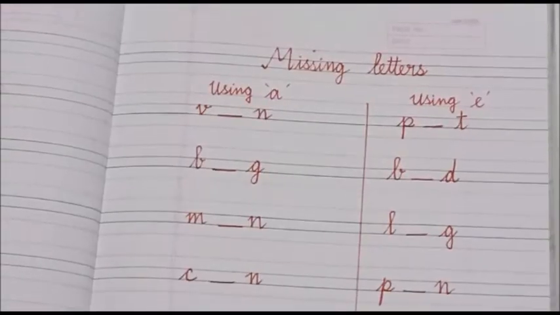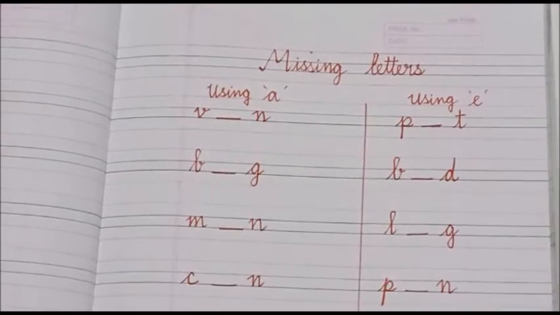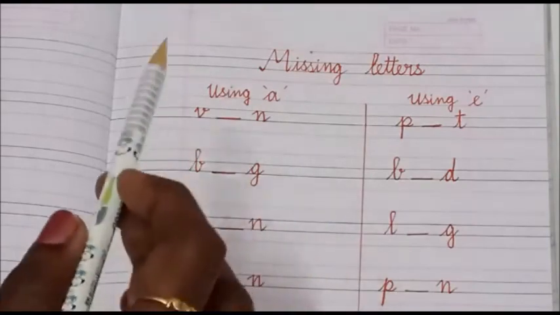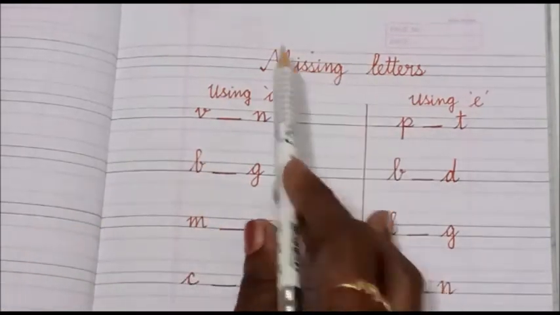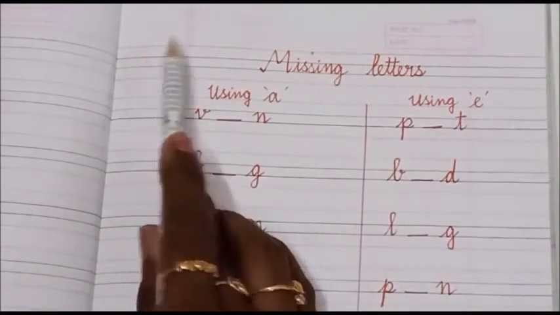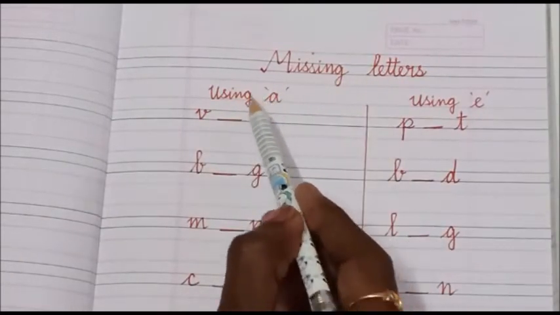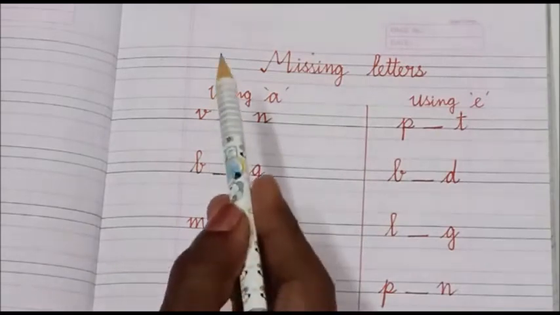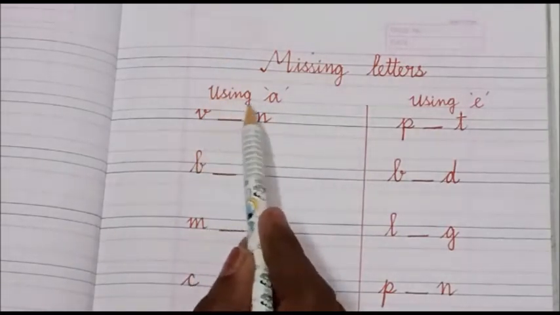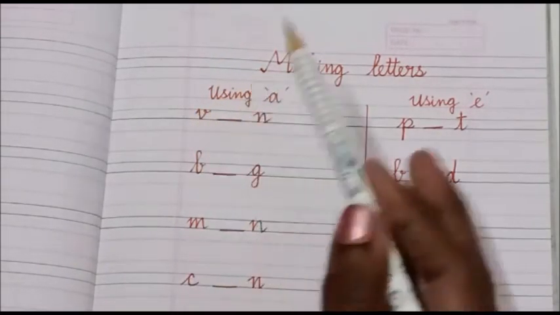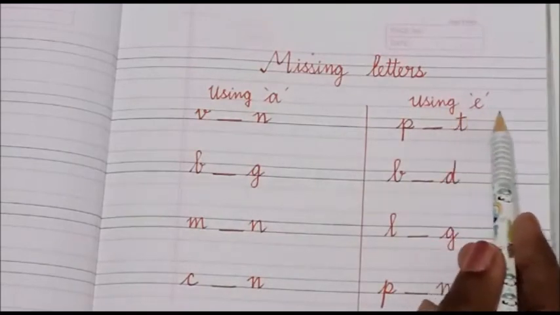Today we are going to write missing letters in three letter words. Okay, take the help of your parents to write all these things in your classwork, and you have to do the exercise. Okay, topic, write the date at the top left corner, and the topic is missing letters. Okay, using A. The entire row, the left hand side, should be filled using A, and the right hand side should be filled using E.